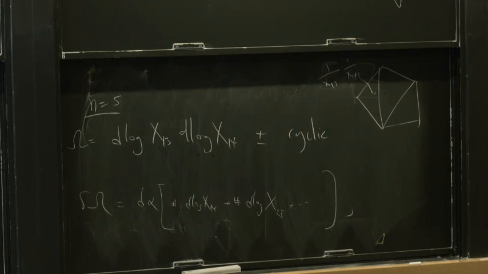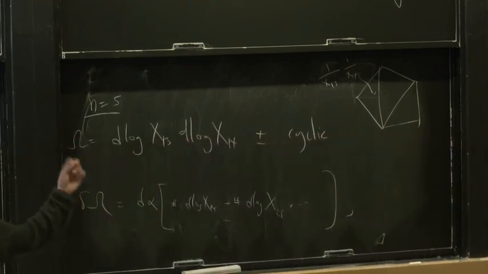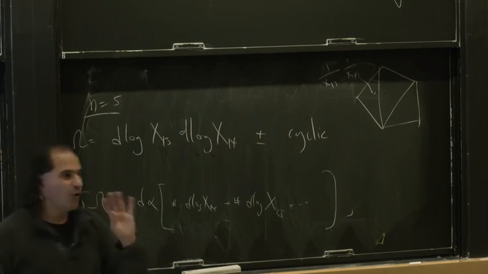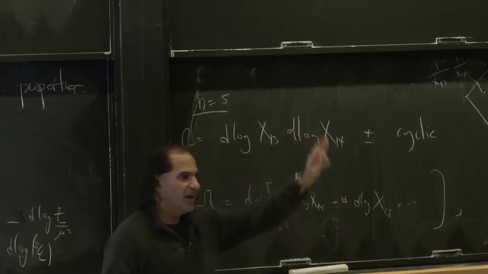Now go to n equals 6, and you start to see it gets worse and worse as you go up, right? When you go to n equals 6, how many terms can I write down? I write down 14 terms, right? Because there were 14 Feynman diagrams, if you like. Those were the vertices of the icosahedron.